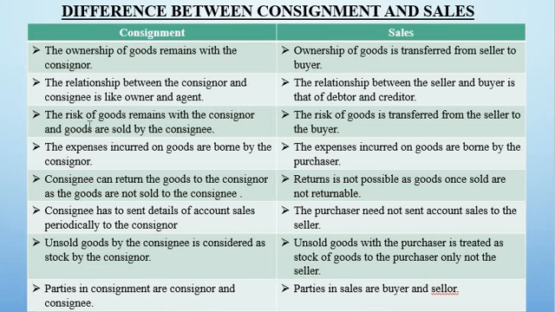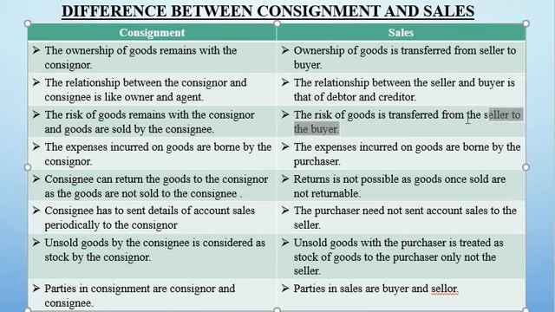That is, anything that happens to the goods in transit, or any loss or damage to the goods, is all borne by the owner, that is the consigner, not the consignee. The consignee is only selling the goods. Here in case of sales, the risk of goods is transferred from the seller to the buyer. Once the goods are sold, the entire risk of the goods is borne by the buyer, not the seller.